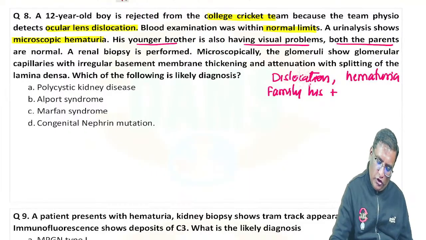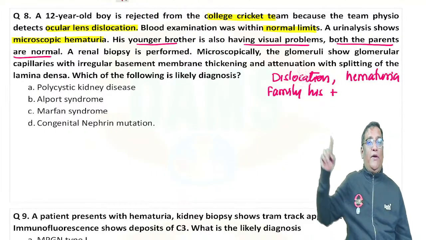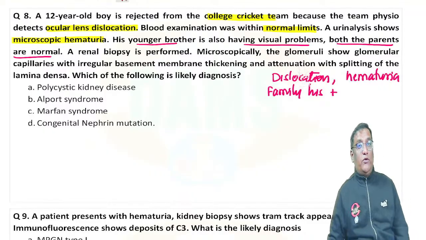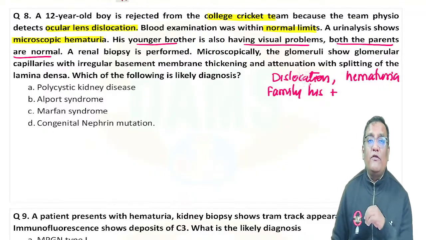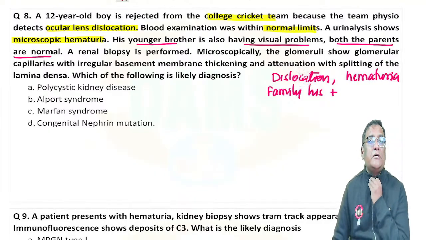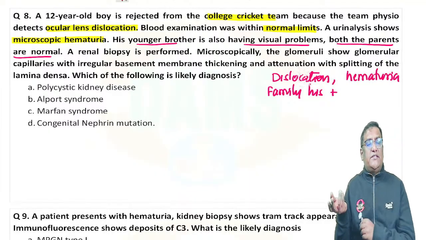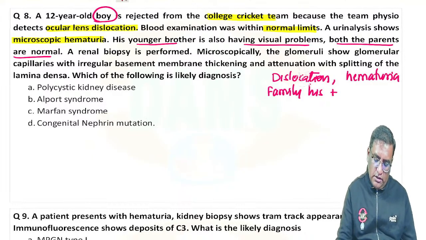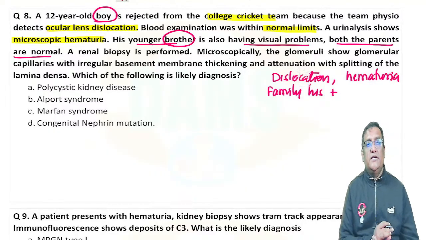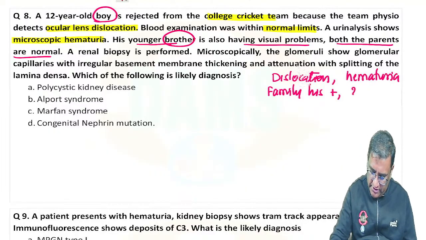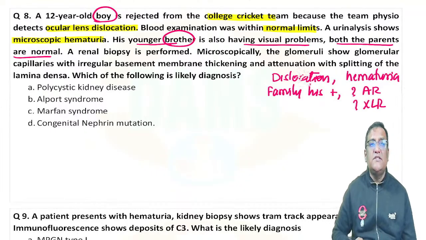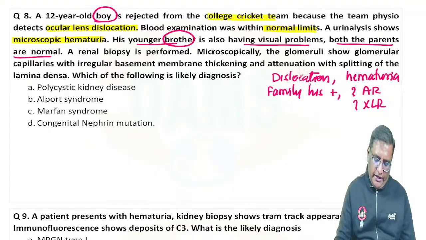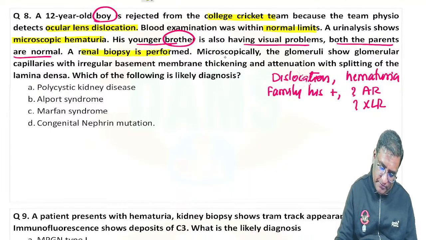Both the parents are normal. So although the family history is positive, it is not a dominant condition. If it was dominant, then either of the parents should be having the disease. It could be either an autosomal recessive condition or even an X-linked recessive condition, because this is a boy and the younger brother is also a boy. With this I am suspecting either AR or XLR. Okay, a kidney biopsy was performed.